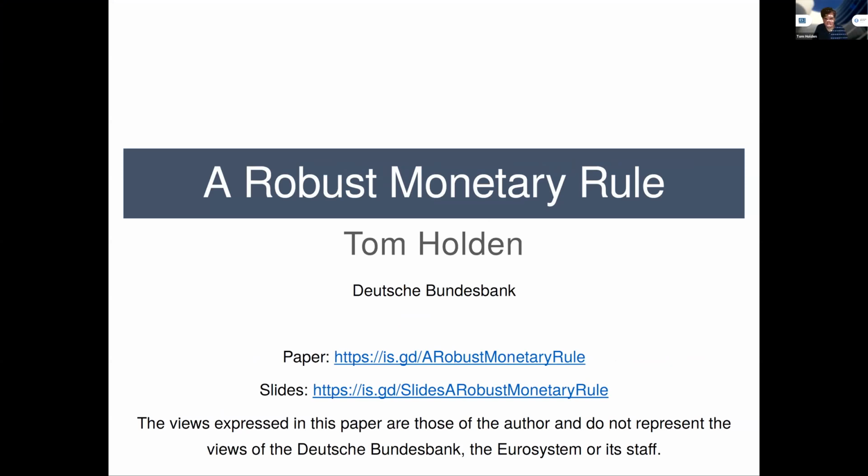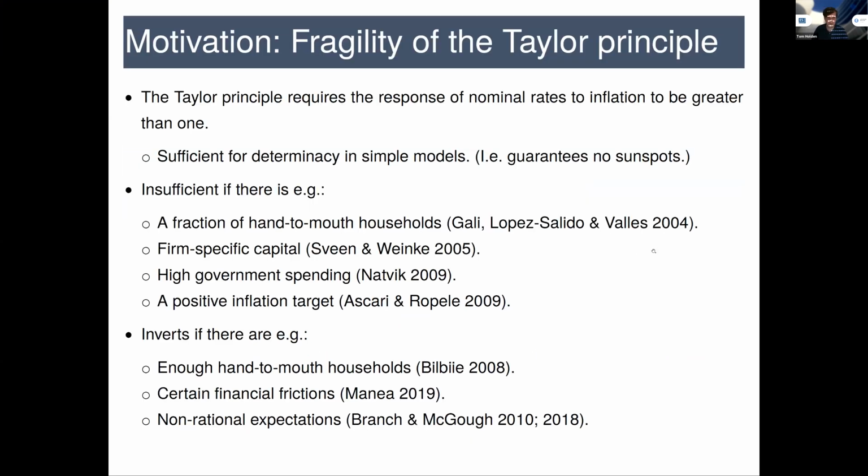So I'm Tom Holden from the Bundesbank. I'm going to be presenting a robust monetary rule. The rule is robust in the sense that it works, it produces determinacy, essentially independent of the rest of the model. And if you're watching this and you want to see the paper or the slides, there are links there to see it. Okay. So let me motivate this paper with the fragility of the Taylor principle.